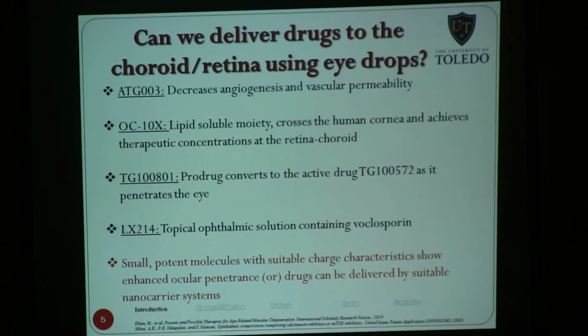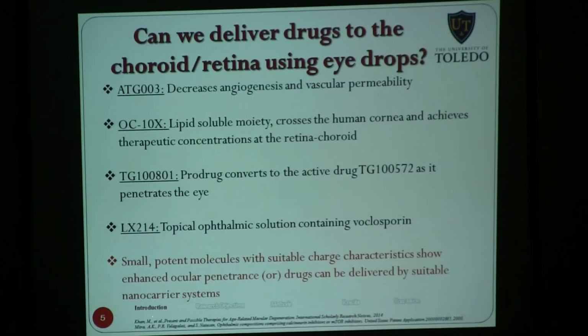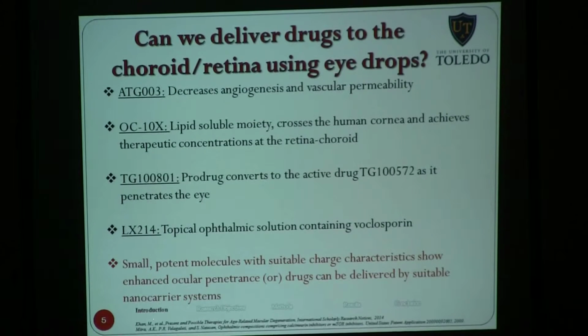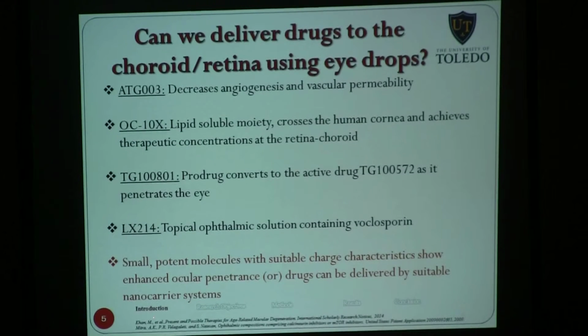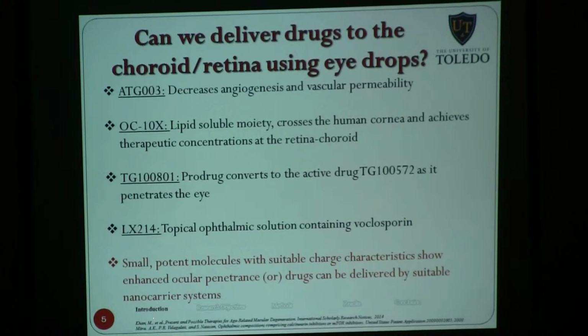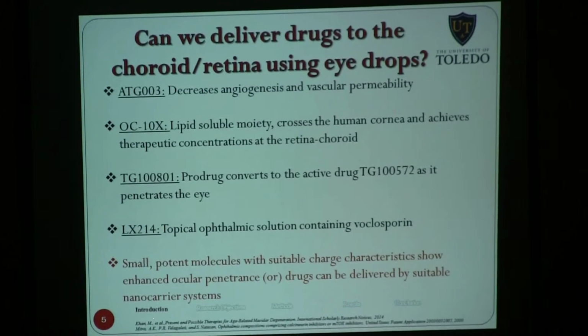So all these studies basically suggest that we can deliver the drugs to the back of the eye following topical application. That means, let's say if the molecule is small and potent enough and has suitable charge characteristics, then it can penetrate to the back of the eye following topical application. Or we need to have the right kind of delivery system, like a nano carrier system that can carry these drug molecules to the back of the eye.